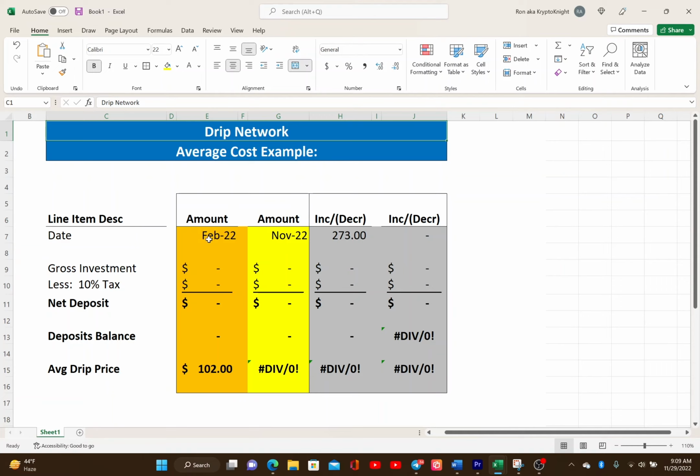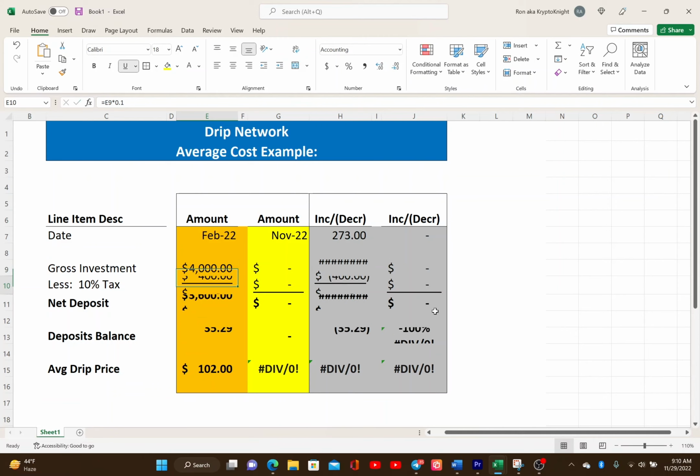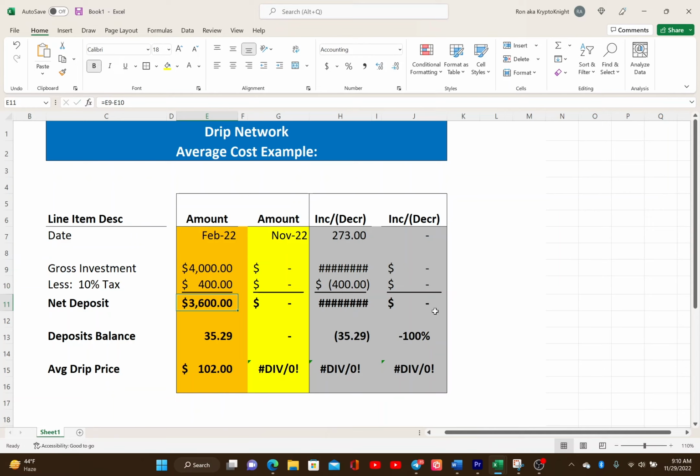They started with Drip in February 2022. Their gross investment was $4,000, less the tax of $400, because the tax is 10%. So their net deposit was $3,600. At the time, Drip's price was $102, so they purchased roughly 35.29 Drip tokens. We had this conversation just yesterday.